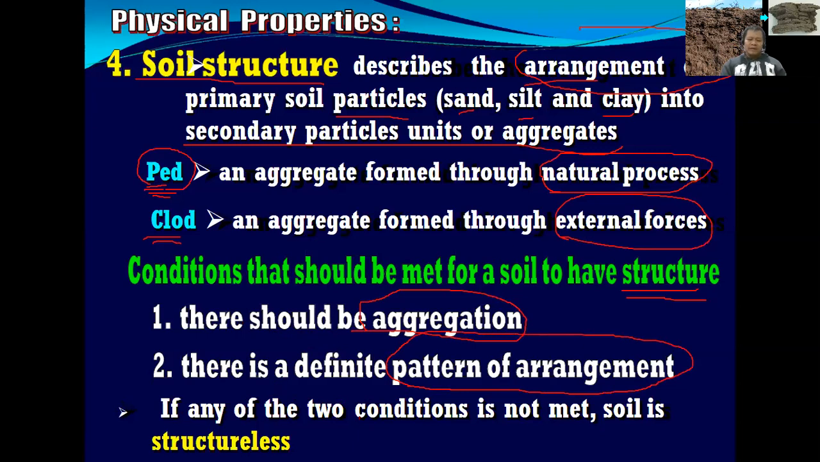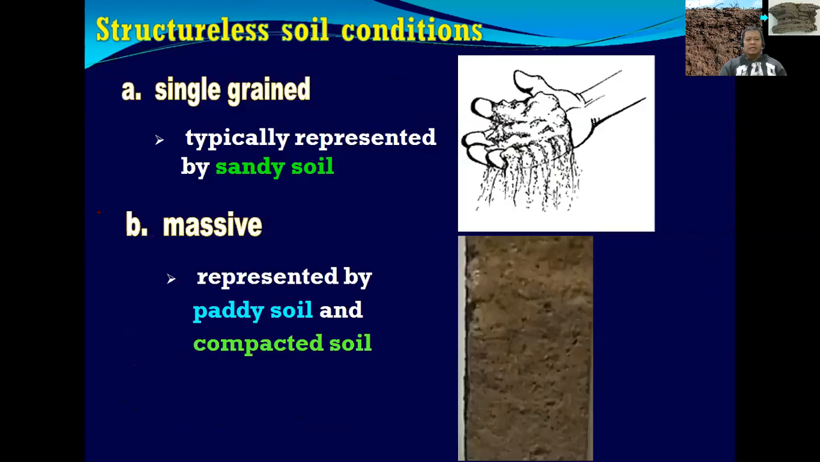No? If any of the conditions, either one or two, is not met, soil is considered to be structureless. Wala structure. So there must be an aggregation and there must be an arrangement for the soil to be considered as soils with structure. Okay? So in this particular example, structureless, a single-grain particles of soil typically represented by sand, for example, is considered as a structureless soil.